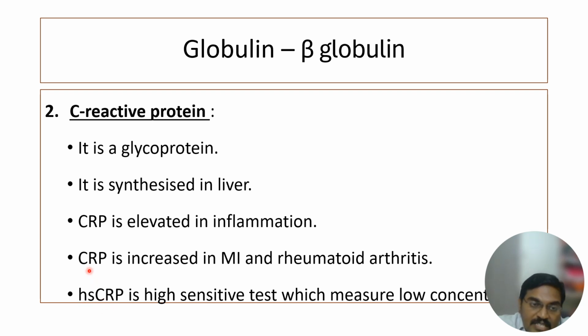The only thing is, when you measure CRP, you'll get an accurate value in the higher end. But when you use the HSCRP method to measure CRP, you'll get a very good value on the lower side. Lower range detection will be very good. So that's the difference. That's all about C-reactive protein. C-reactive protein is very important.